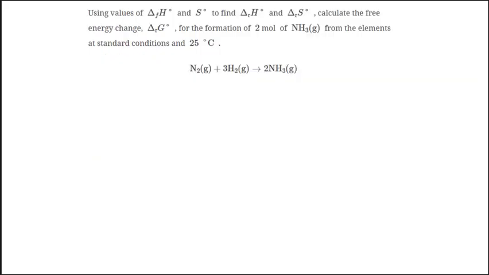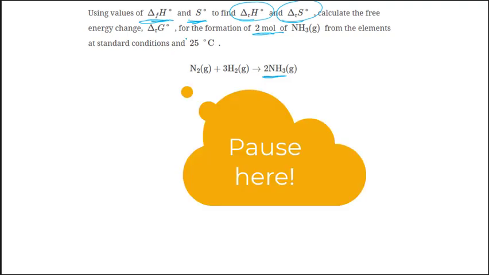Here's a similar question. Using values of enthalpy and entropy, find delta H and delta S to calculate the free energy change for the formation of 2 moles of ammonia from the elements at standard conditions. See if you can plug those in. Let's see how you did.